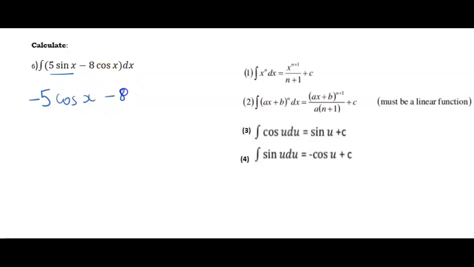And this is a minus 8 here. Now this integral of a cos is a positive sine. So this minus 8 will remain. And we'll put the sine x, and then we put a plus c. So this, everyone, is the answer.